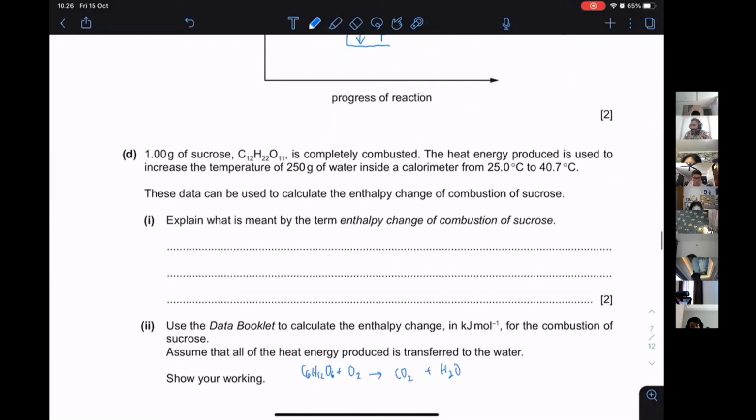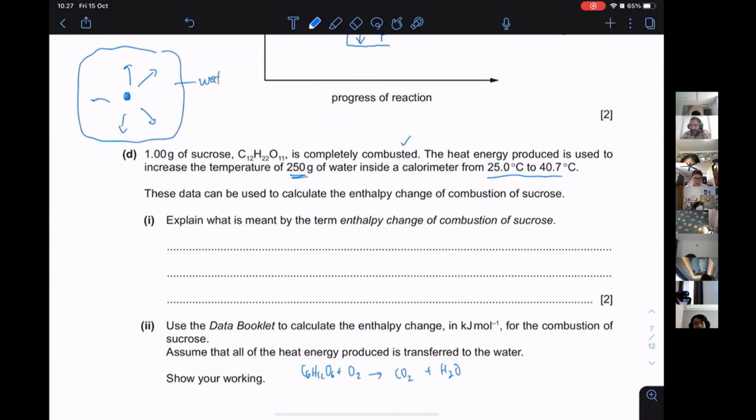Now, 1 gram of sucrose is completely combusted. The heat energy produced is used to increase the temperature of 250 gram of water inside the calorimeter. I hope you remember this kind of question. You are burning something, and the heat is going to be released, and that heat is going to be absorbed or measured by water. So when you measure the temperature of water, it means the heat capacity, the C, must be coming from water. We are not bothered so much about this 1 gram. The mass that I use must be the mass of water.